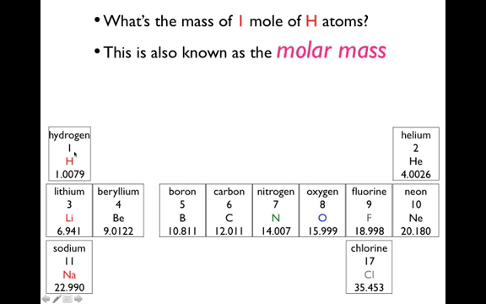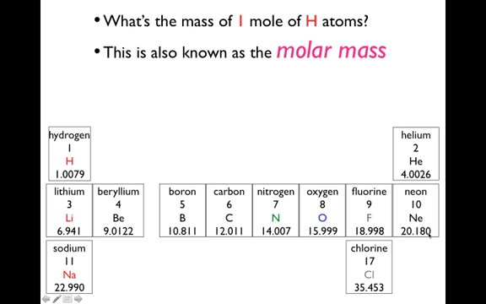This concept, how much 1 mole of something weighs, is called molar mass. So as the course goes on, molar mass is going to come up again and again and again. So it's worth committing this to memory. Molar mass is just a way of saying how much 1 mole of something weighs. So the molar mass of hydrogen is about 1 gram. The molar mass of beryllium is about 9 grams. The molar mass of neon is about 20.18 grams.